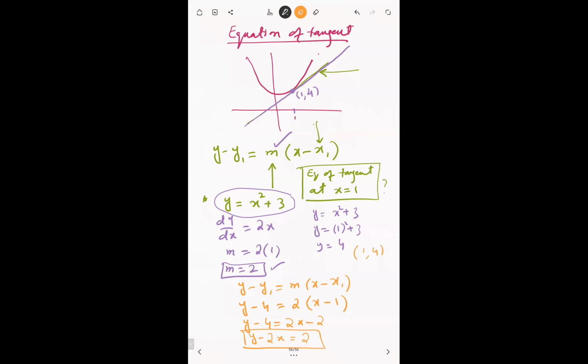Okay, I want to give one more example to find the equation of tangent. Suppose we have a question that y is equal to x cube minus 5x square plus 2x plus 7. This is the equation of a curve, that's a cubic curve. And our question is, find the equation of tangent at x is equal to minus 2.